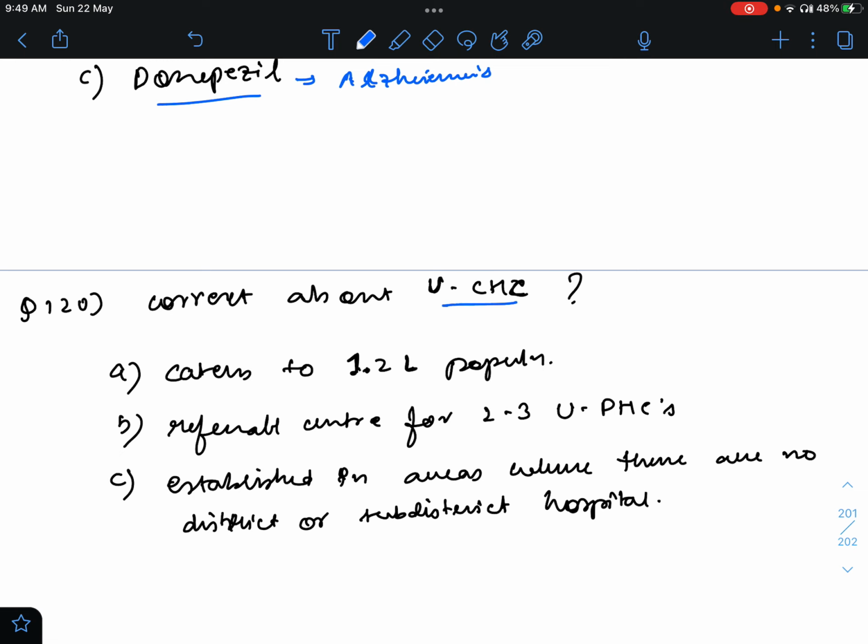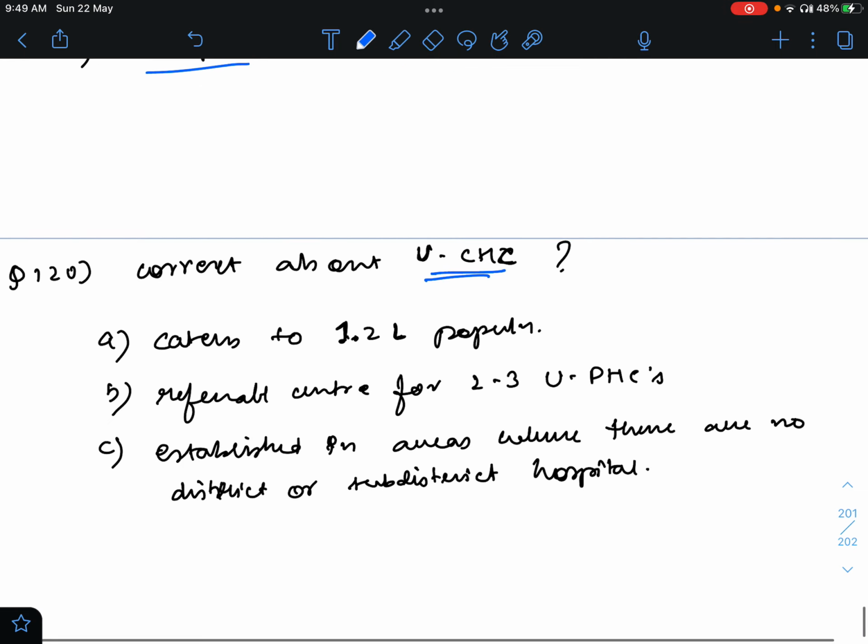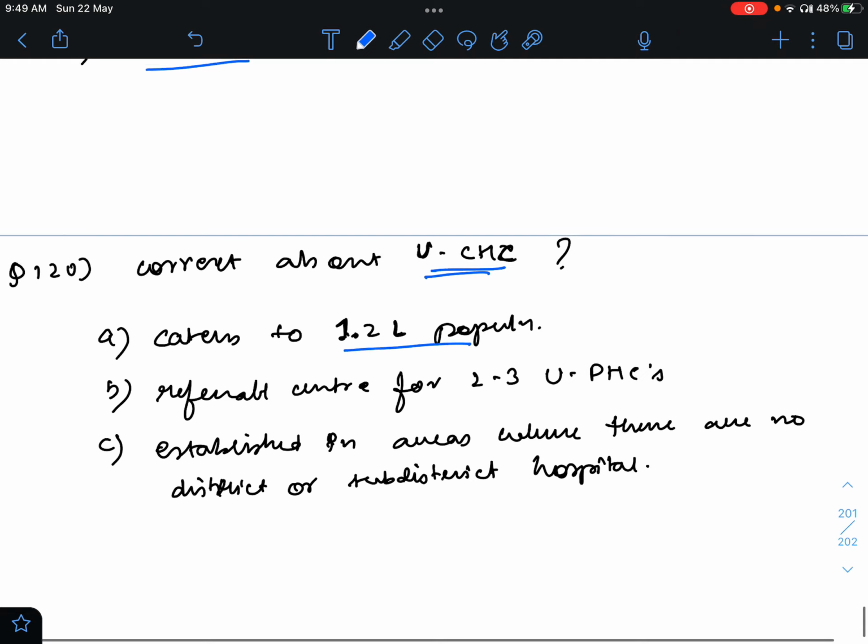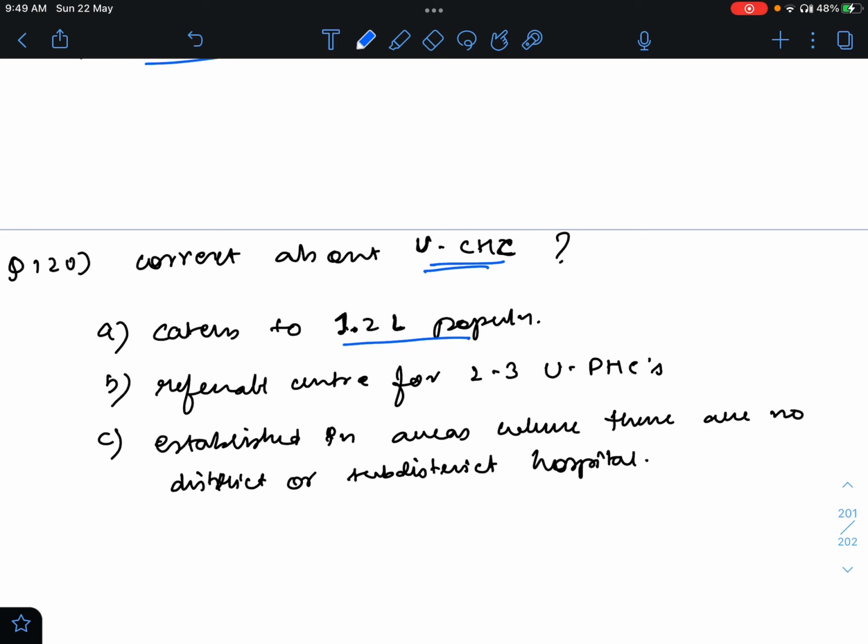Question number 120. Correct about UCHC, Urban CHC question was there. It caters up to 1.2 lakh population. Reference center for 2 to 3 UPHCs. Established in areas where there are no district or sub-district hospital. And I don't remember the fourth option. So caters to 1.2 lakh population is wrong because it caters to 2.5 lakh population. 1.2 lakh is for rural CHCs.